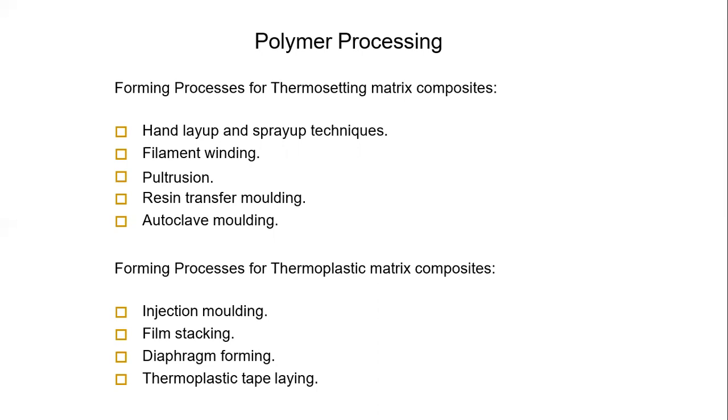Next one is the filament winding. So by using the rovings of your fibers, we can do the filament winding. Next one is the pultrusion. So pultrusion is a process of applying load on both sides of the fibers. So applying some pressure or force on both sides of the fibers, we are doing this pultrusion process. Next one, resin transfer molding. So RTM is the process used for the transfer of resin during the molding process.